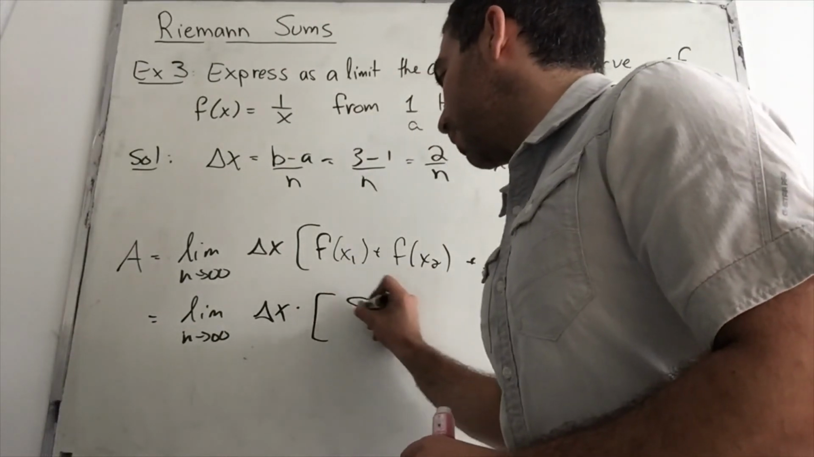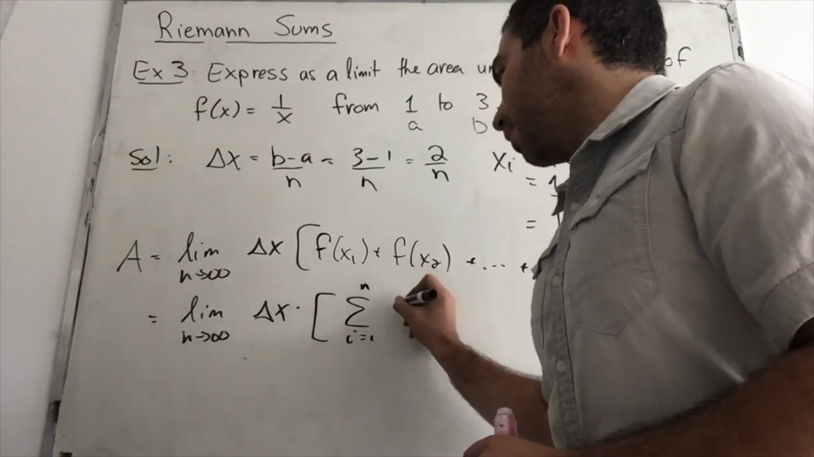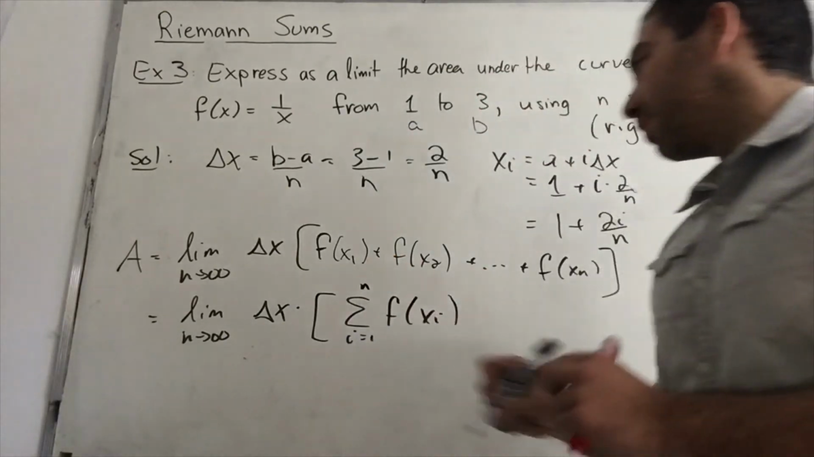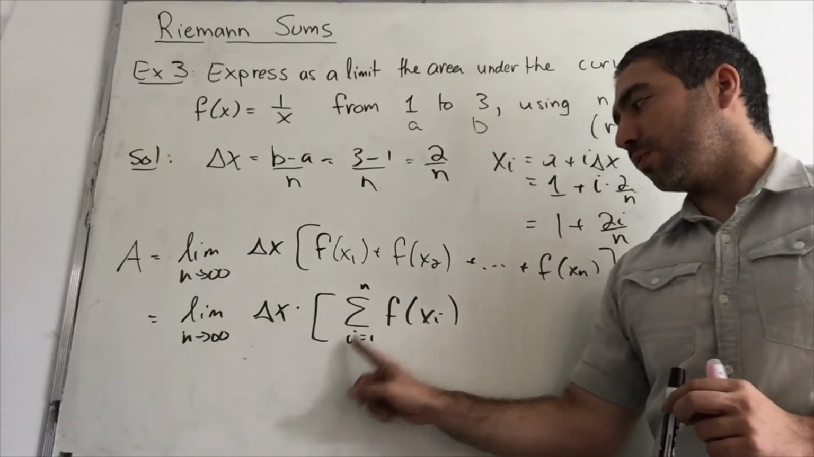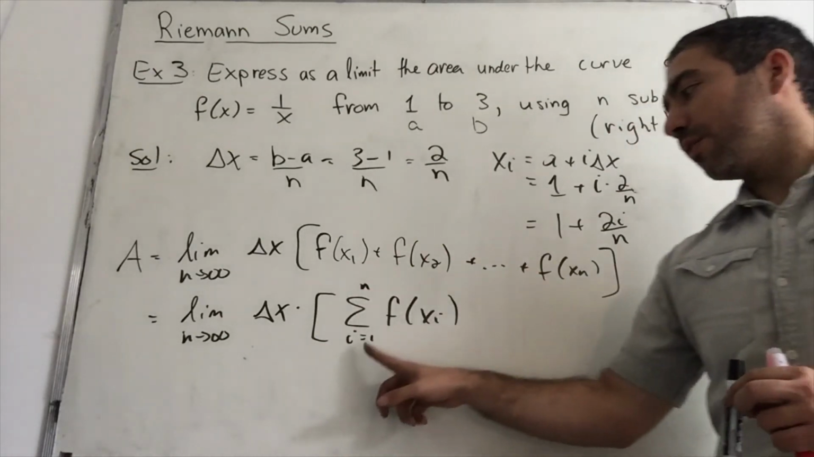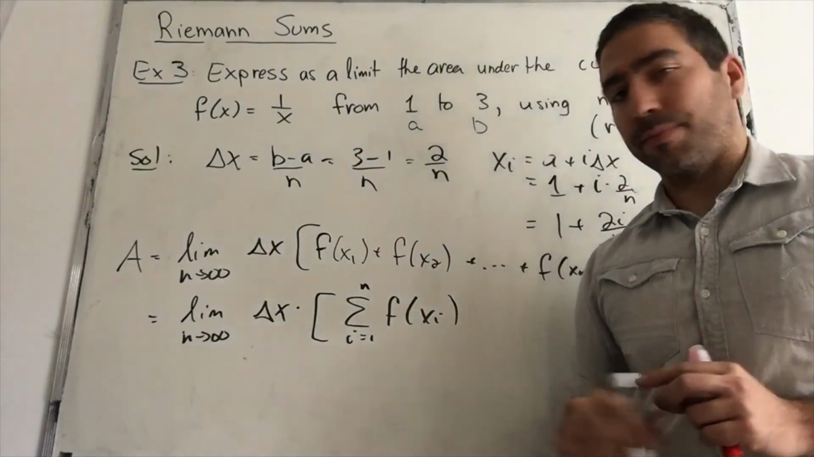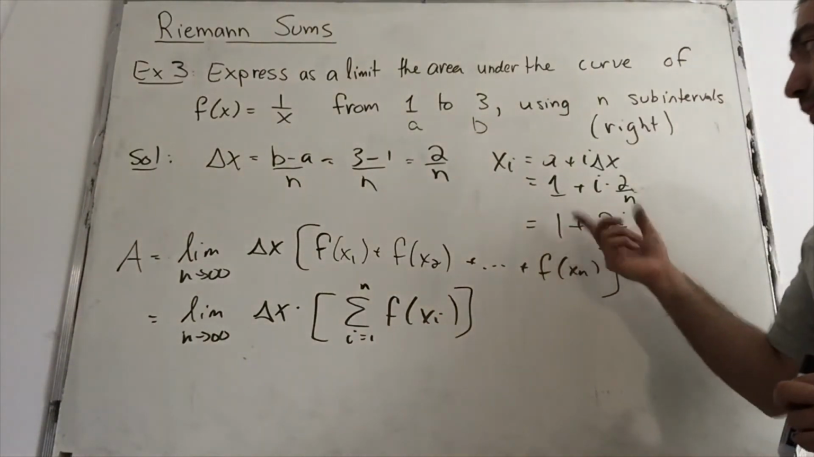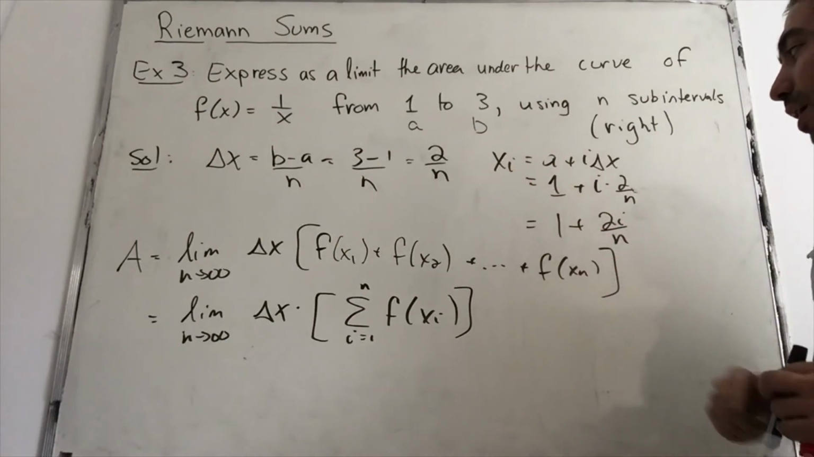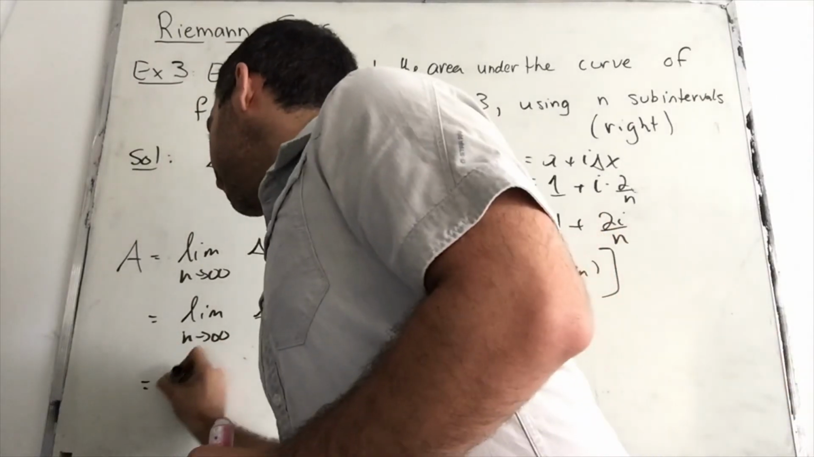So in the square brackets, we have the sum from 1 to n of f of xi. The only thing that changes are the subscripts, and it starts at 1, finishes at n, so we have the summation because we're adding them from 1 to n of f of xi. Okay, so we do this because we could substitute xi with what it's equal to. We know xi is equal to 1 plus 2i over n. Let's go ahead and do that.